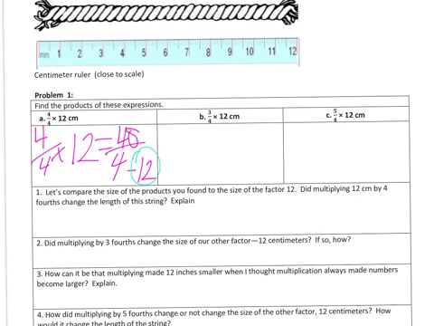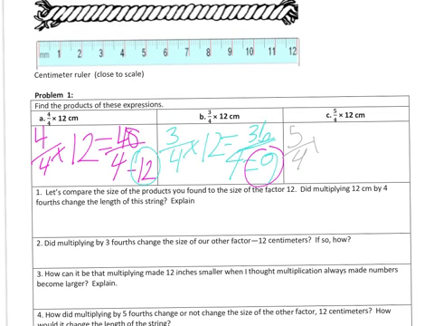Now let's check out the next one. This is 3/4 times 12. And that's going to be 36/4, which comes out to 9. And then 5/4 times 12 is 60/4. And we call 60/4 15.